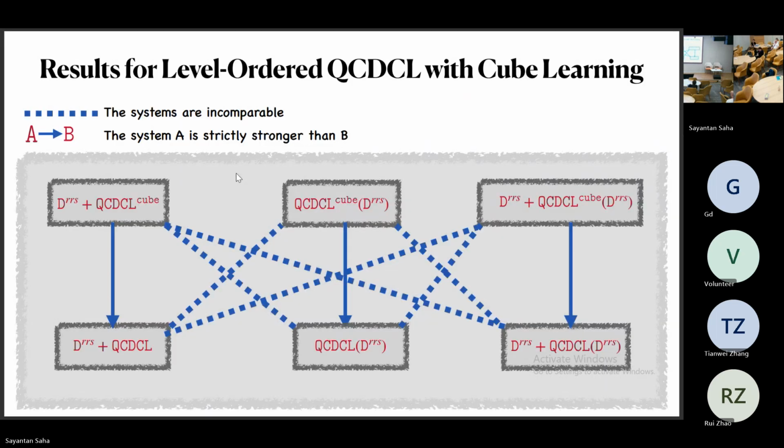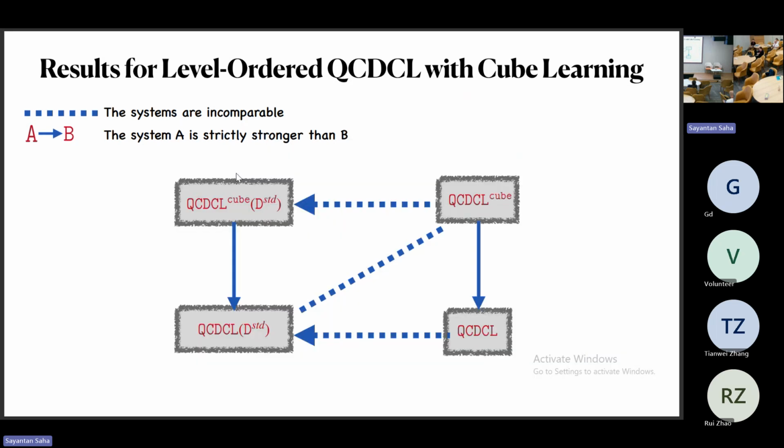Another interesting set of results: we know adding dependencies and cube learning to QCDCL makes it stronger. So if we have a dependency plus QCDCL system, adding cube learning to it is again a strictly stronger system. But when the dependencies are added in different manners, the strength is again incomparable. So adding dependencies in different manners, but one with cube, one without cube, are again incomparable. So this is a basic quick gist.